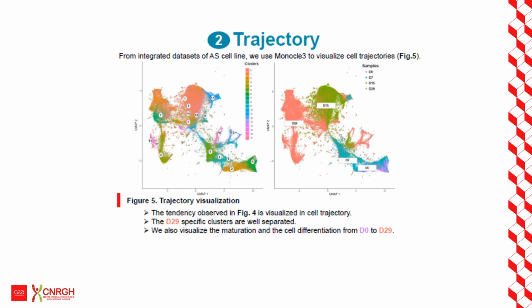We then tested the cell trajectory approach with Monocle 3 on the integrated datasets of all stem cell lines. We observed the early and late levels of maturation, and we visualized that the clusters specific to day 29 were at the end of the trajectories. We also observed the gradient of organoid maturation from day 0 to day 29.